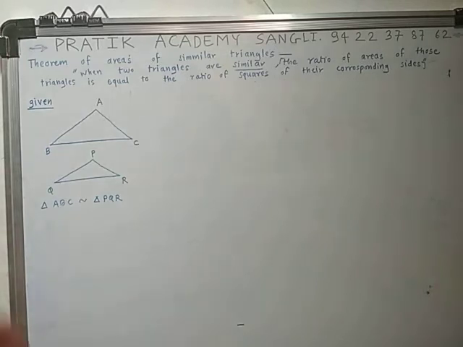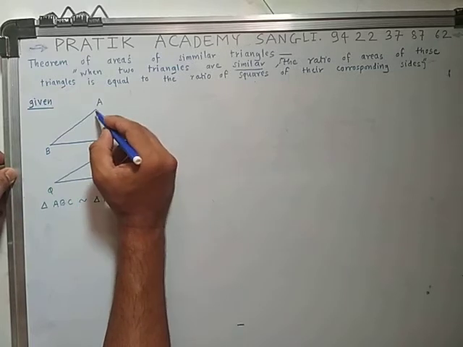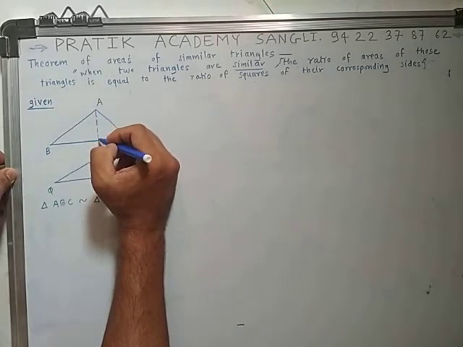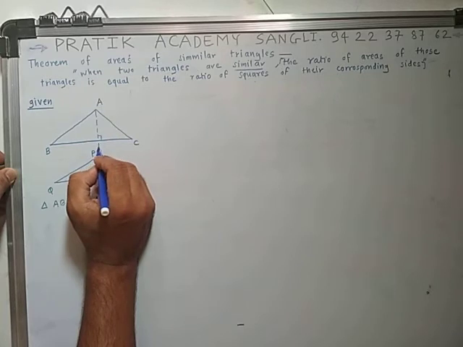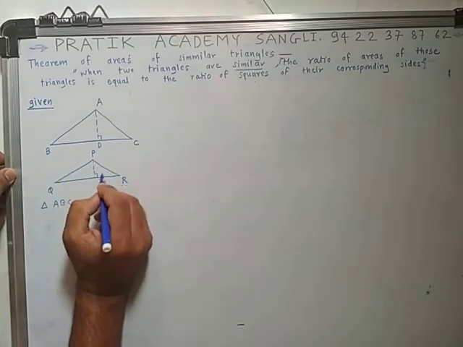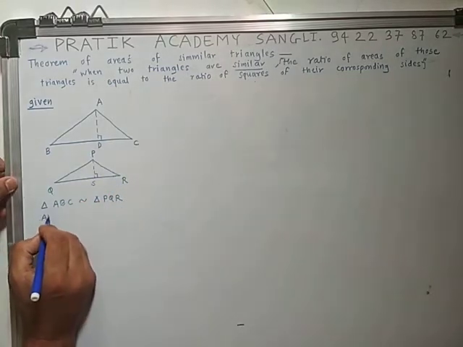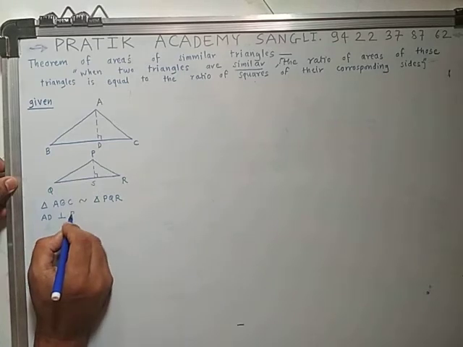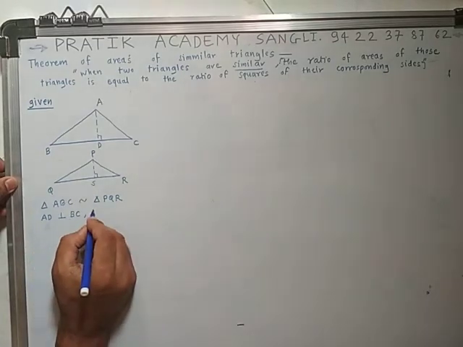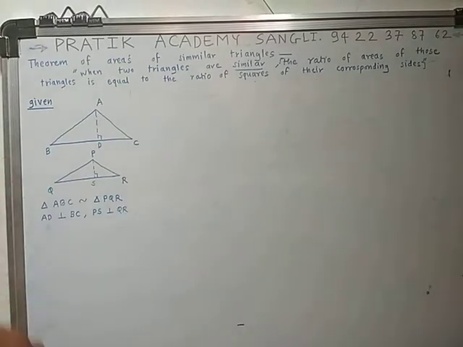Now we will consider BC as a base, and for height purposes we will draw a perpendicular here. So AD is perpendicular to BC, and here PS is perpendicular to QR. This is the given part. Now what is to prove?